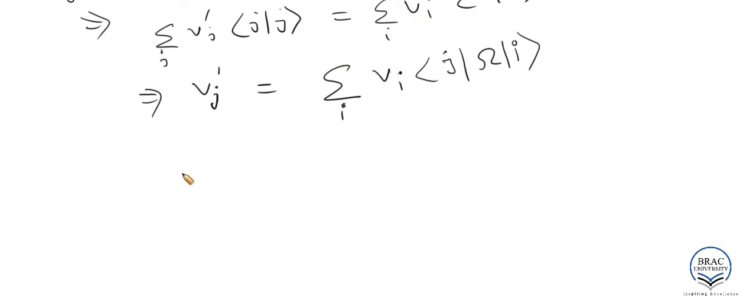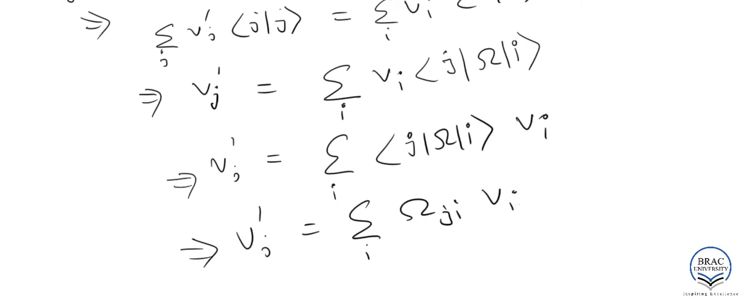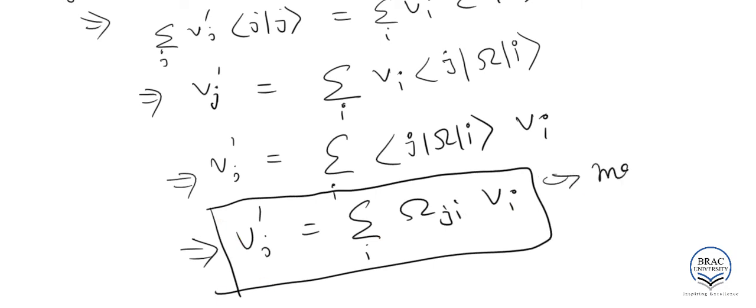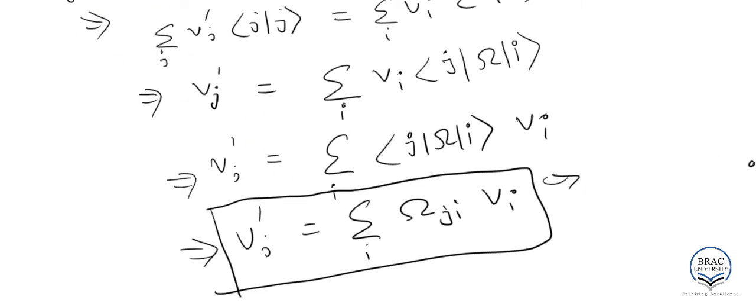And since this is a number, a more organized way to write this would be j omega I, v of I, right? And finally you can write it like this, omega ji vi. This is similar to a matrix multiplication. Oops, it doesn't look very good, so let me just write it again. Matrix multiplication.